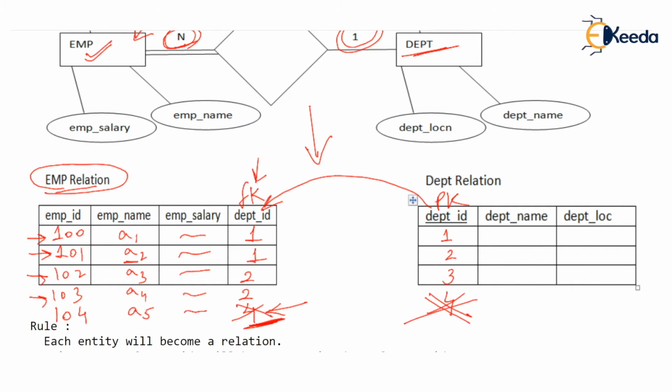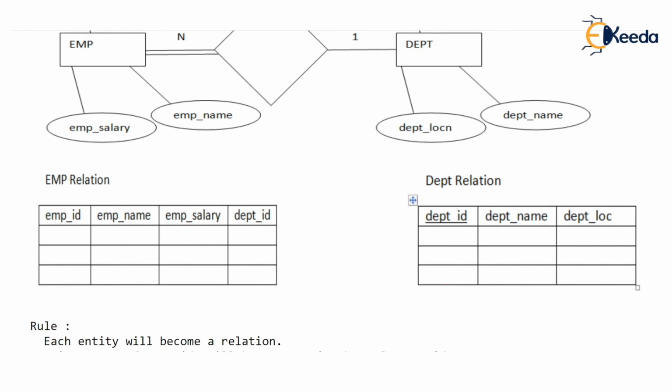That means a value in the foreign key can exist only if that value is existing in the department relation. So are you understanding why this foreign key references the primary key of the department ID? I hope you are understanding, isn't it? You just check this.